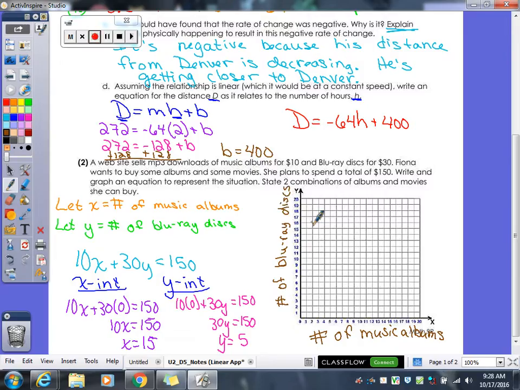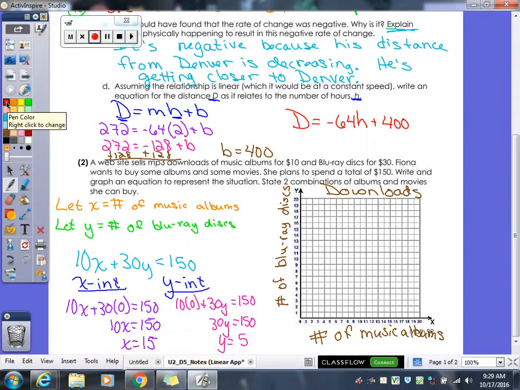What is this whole graph talking about? We need a title for the whole graph. Isn't it like her purchases? Or you could call them downloads. We just got to make sure we give it a title. So now we can go ahead and graph.